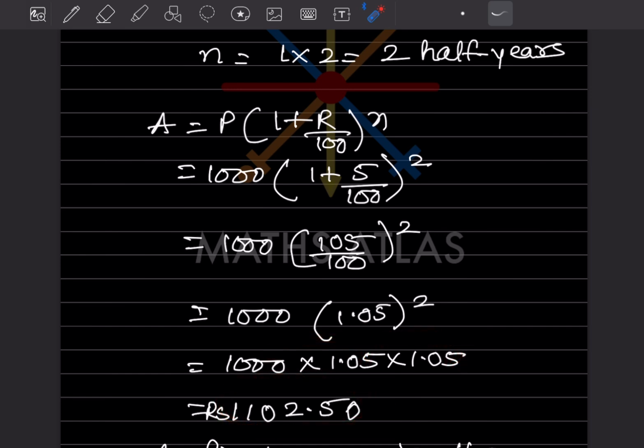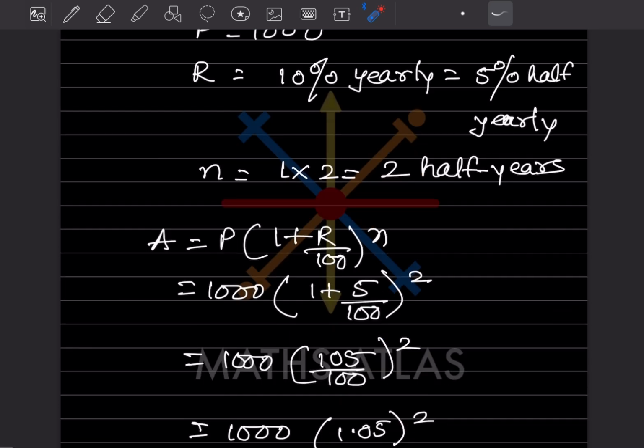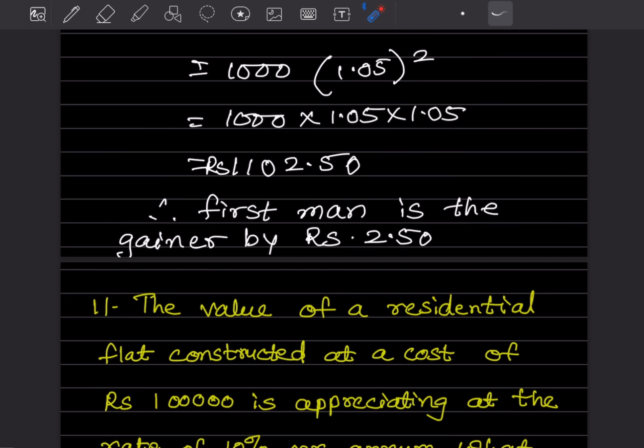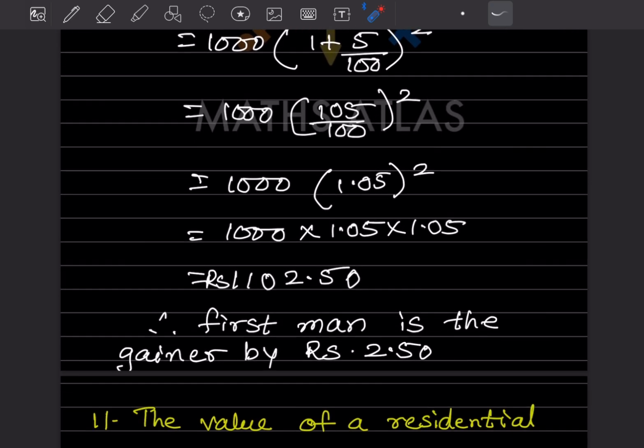So now this is 1102.50 and the first man, what did you get? 1105. So which is more? When you subtract it, definitely the first man is the gainer. By how much? That is rupees 2.50.